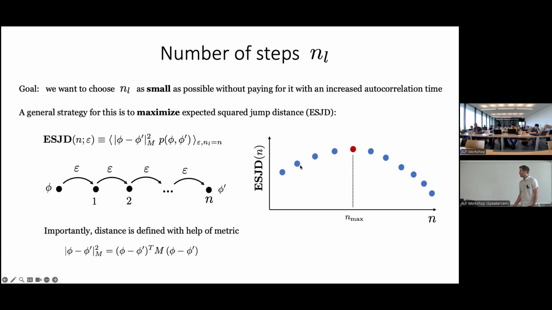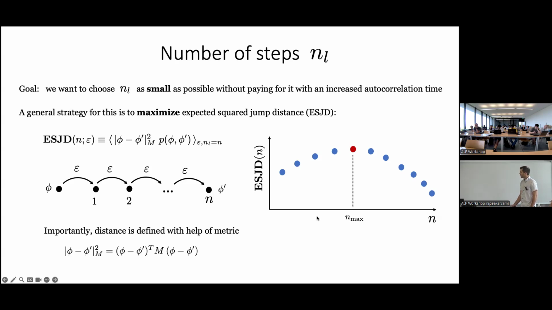It will be very small in the beginning because the distance that you traveled is small, and also it will be small very far away because the probability of accepting very far away is going to be small. So we'll have some peak, at what I'm going to call n max, and that's the n that you want to choose.